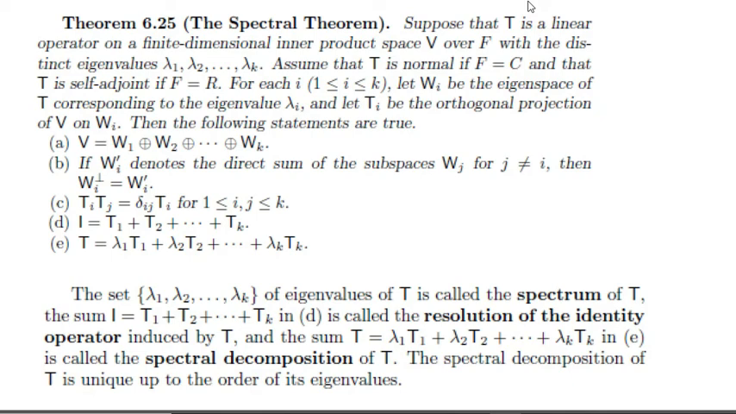Third part, Ti Tj is equal to delta ij Ti. Fourth, I is equal to T1 plus T2 till Tk. And last, T can be written as lambda 1 T1 plus lambda 2 T2 till lambda k Tk.